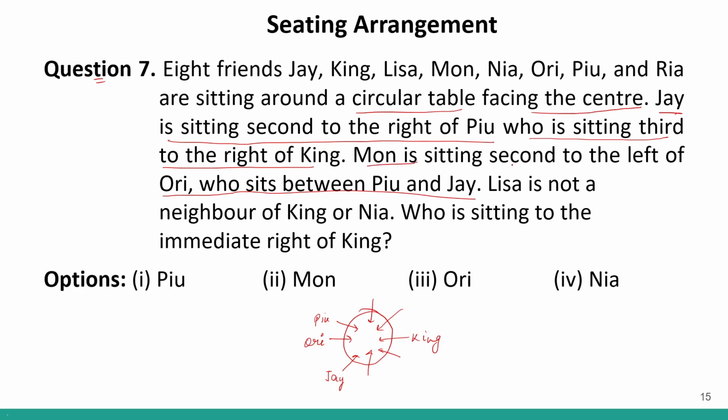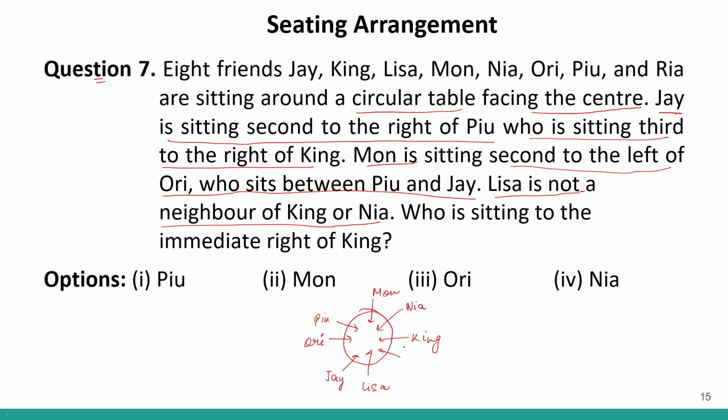And Mon is sitting second to the left of Ori. So second to the left means over here. So Mon will sit over here, second to the left of Ori. Now it is given to us that Lisa is not a neighbor of King or Nia. So Lisa cannot come over here because she is not the neighbor of King. So Lisa will automatically come over here. Now where will Nia come? Lisa is also not the neighbor of Nia. Therefore, we cannot have Nia in this position. Correct? So, Nia will come over here.